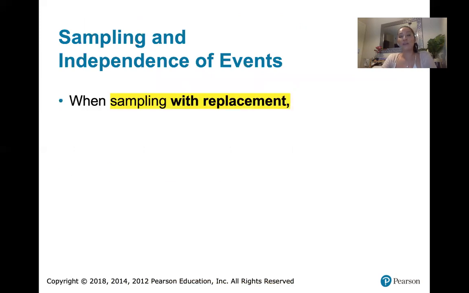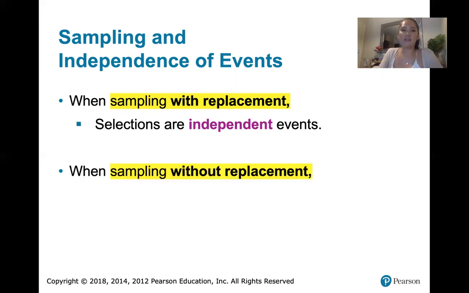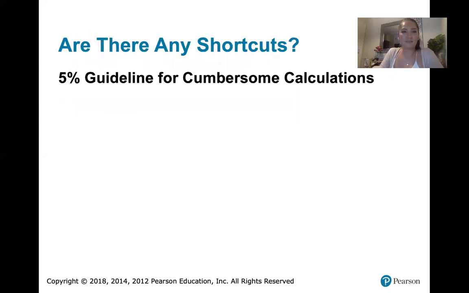When you're sampling with replacement, that means you put it back in. Those selections are going to be independent events, because the set that you're selecting from is exactly the same as the set you were selecting from before. Because you put everything back in. That's what with replacement means. So if you're sampling with replacement, the selections are independent events. If you're sampling without replacement, taking some out of the sample changes the remaining sample space, basically. It changes what's left. So in that case, the selections are dependent events.